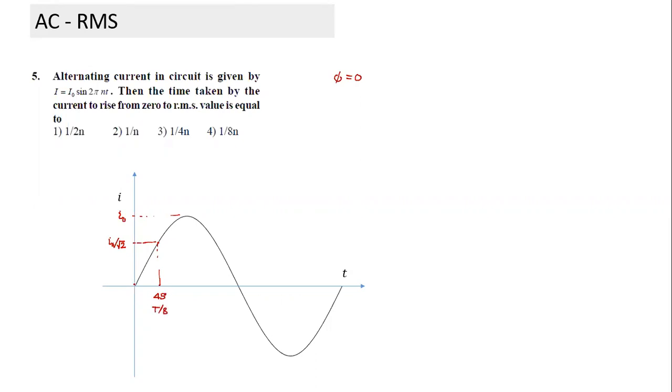So the time taken for current to change from here to here, I can solve mathematically. Let the time be t. At time t, what has to be the value of current? If the current becomes equal to RMS value, it will be maximum value of current divided by √2, equal to I0 sine of 2 pi n t. Basically, n indicates frequency here. I can find out the value of time from here. But if I understand the phasor diagram also, the time taken to rise from 0 to RMS value will be equal to T by 8.